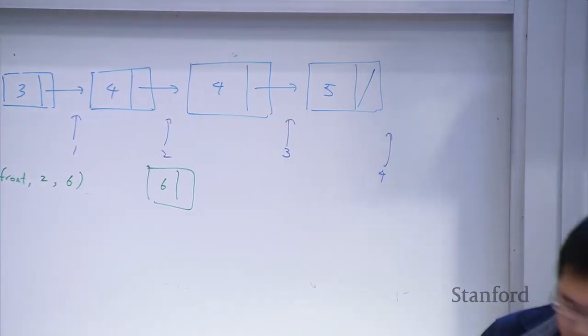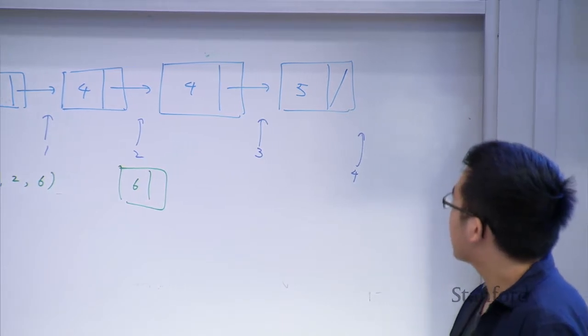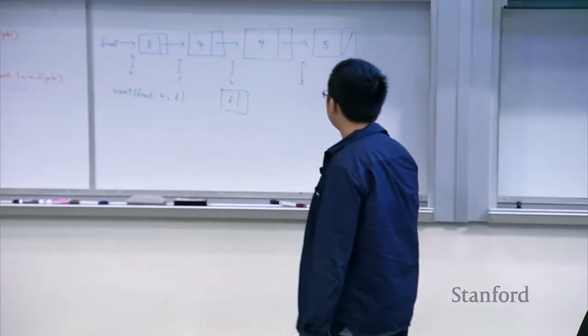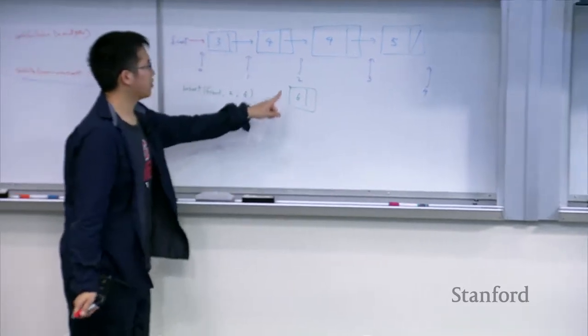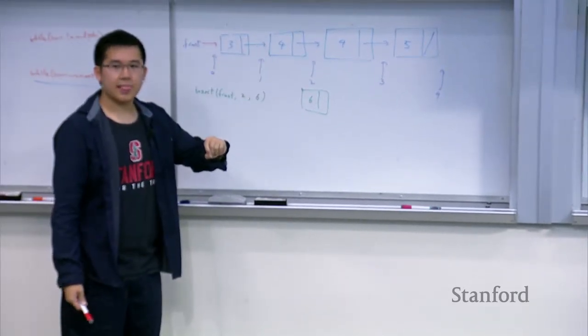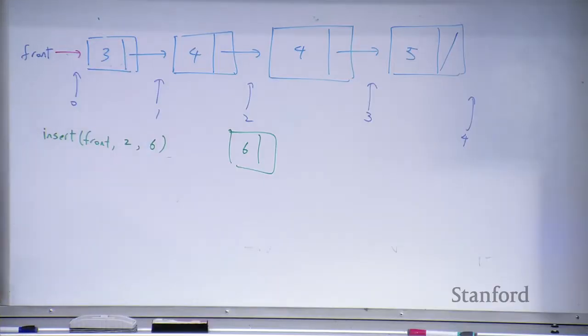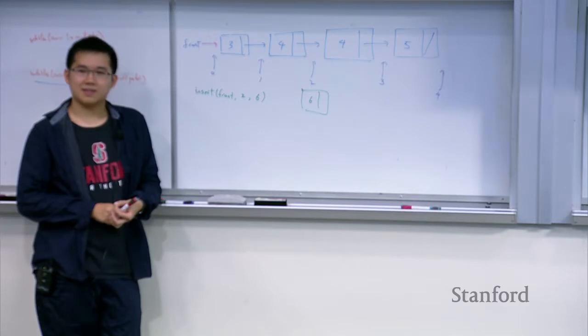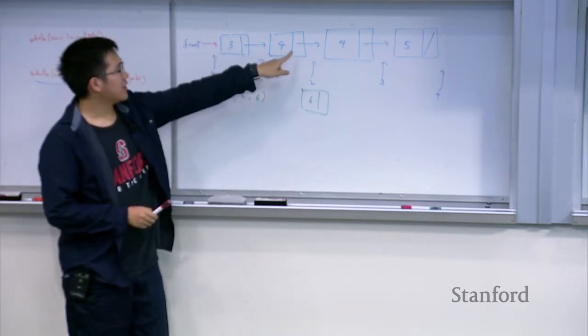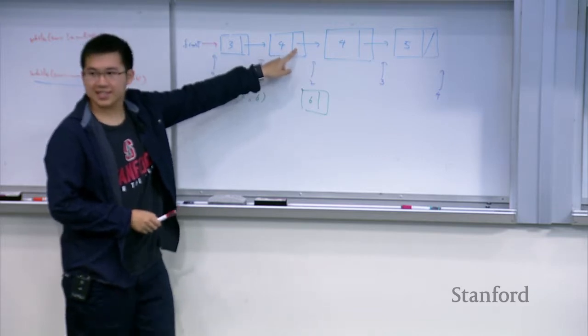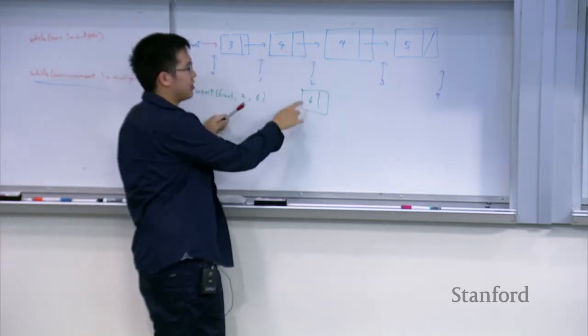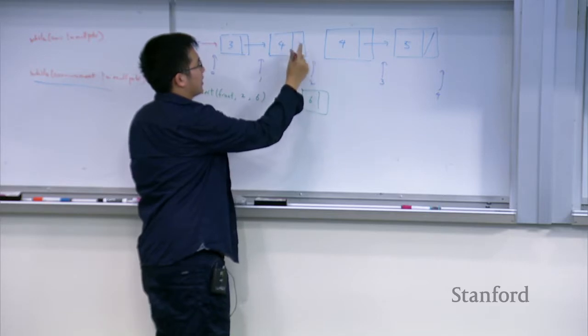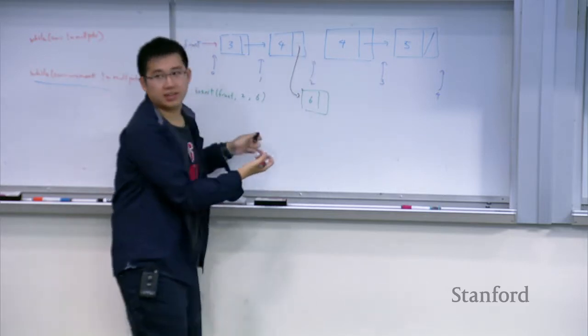So let's think. When you want to write code to insert something into a list, if you just look at this diagram, what pointers do you have to change? There are a couple pointers you have to change. Which ones? The first one? This one needs to move to 6. Yeah, so one thing we have to do is change this pointer to 6. So we're going to have to do something like this. So the 6 is now part of the list.